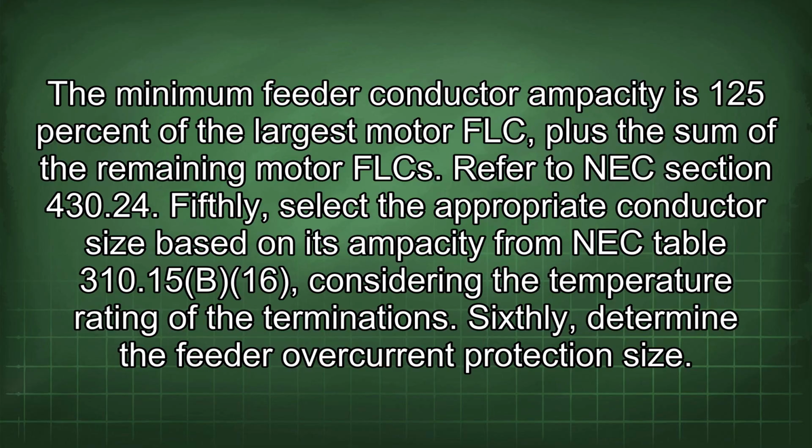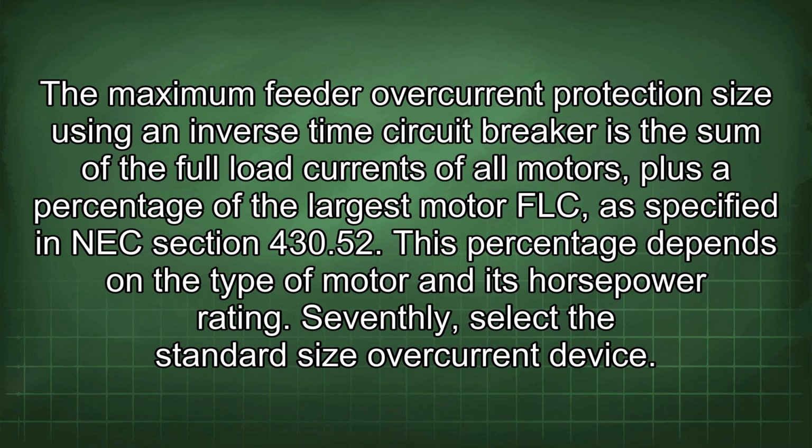Sixthly, determine the feeder overcurrent protection size. The maximum feeder overcurrent protection size using an inverse time circuit breaker is the sum of the full load currents of all motors plus a percentage of the largest motor FLC as specified in NEC section 430.52. This percentage depends on the type of motor and its horsepower rating.